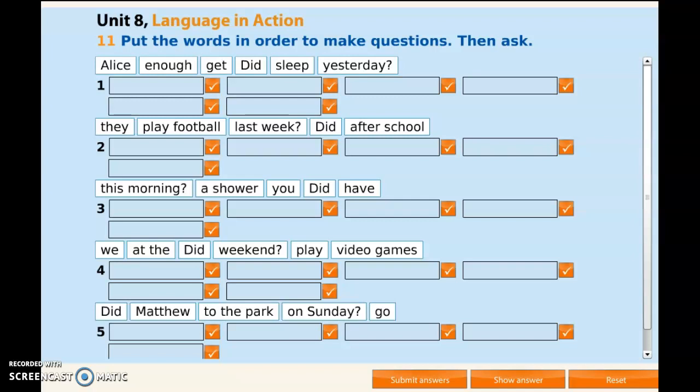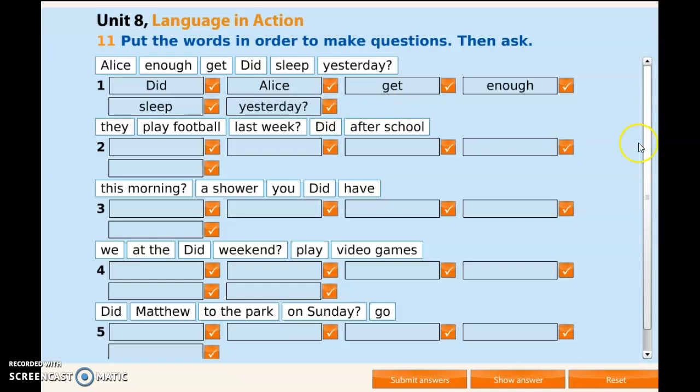Okay, I hope that you're finished now and I hope that you didn't have any problems. Well, the question will start with the word did. So did. The second thing that we need is the person. And this is Alice. So did Alice, well, what is the activity? We see get, we see sleep, and we see enough. We know the expression. Did Alice get enough sleep? And what is left is yesterday. So did Alice get enough sleep yesterday?